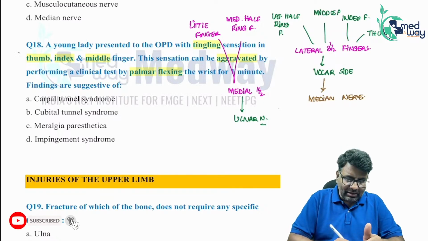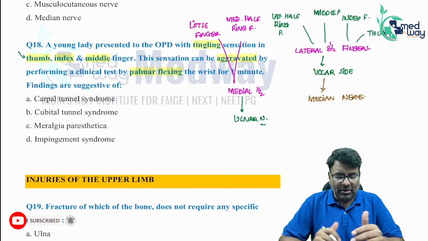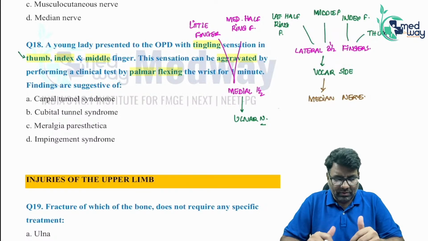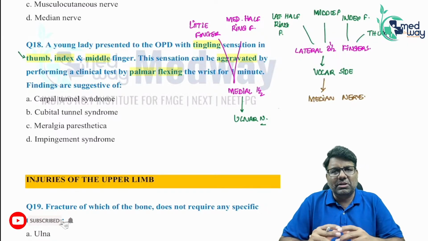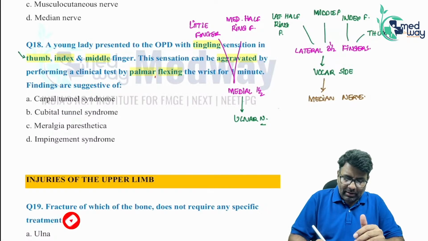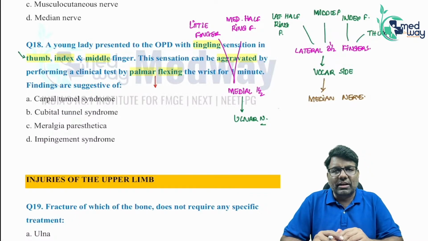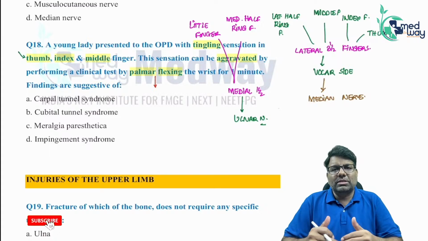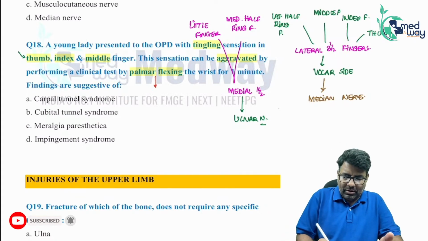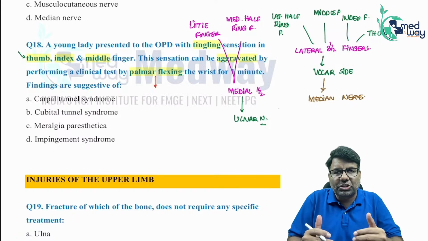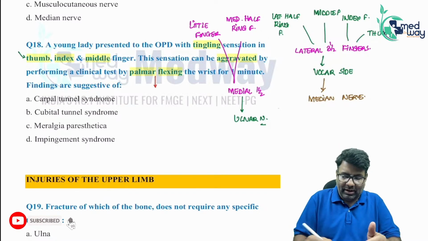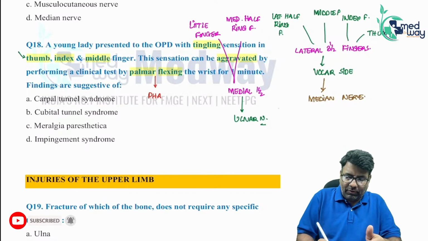So in this particular case, the tingling sensation is specifically in the area of distribution of the median nerve. So we can presume that there is some compression neuropathy of the median nerve. Now, when palmar flexion of the wrist is done for 1 minute, this compression is even more aggravated. This will increase the pressure over the median nerve, and therefore the symptoms will also be aggravated. And this particular test is known as the Phelan test.